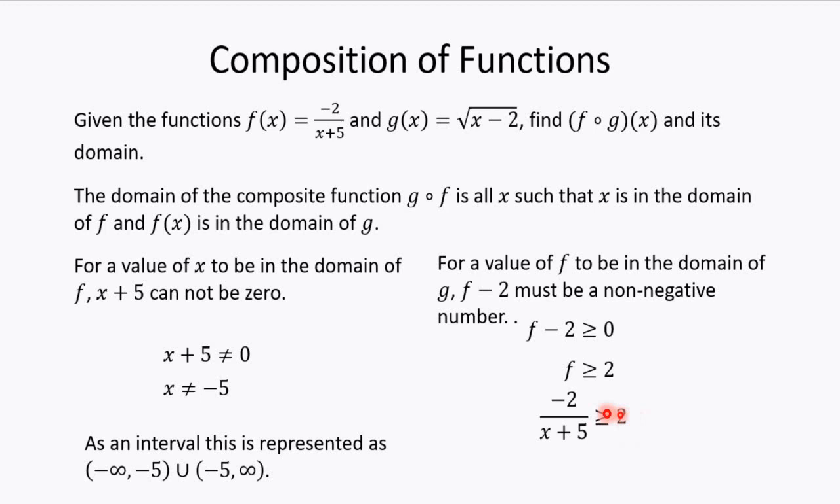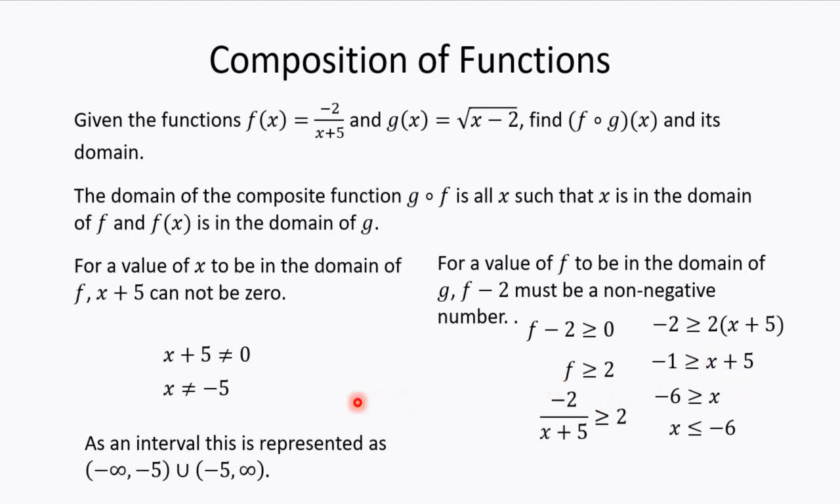And to solve this, we can cross multiply. When we cross multiply, we get negative 2 times 1, which is negative 2, is greater than or equal to 2 times x plus 5. And to solve this inequality, I can divide both sides by 2 to get negative 1 is greater than or equal to x plus 5. And then I can subtract 5 from both sides to get negative 6 is greater than or equal to x, which means the exact same thing as x is less than or equal to negative 6.